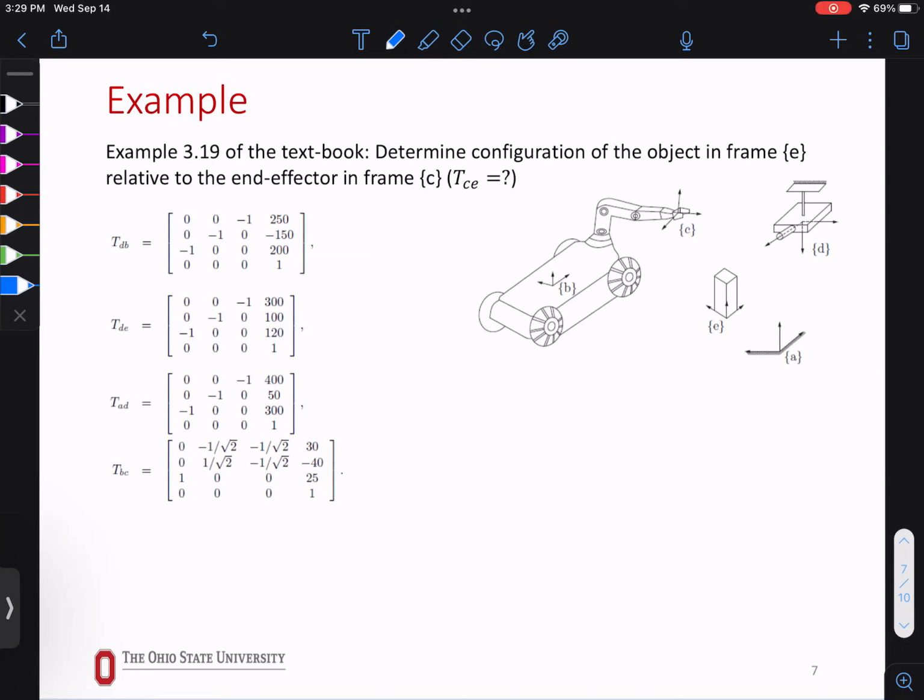But we know a few things. We know TDB. B is your body frame and D is your camera. So we know how the camera sees the body frame and the object. We also know TAD, where the camera is with respect to the fixed frame, let's say the corner of the room. We also know TDE, the camera and the object. So let's say the robot goes and it knows where it is with respect to C.